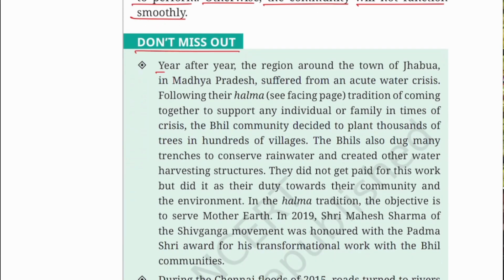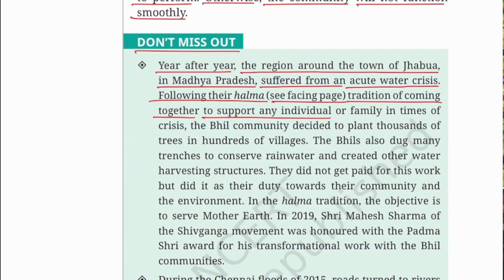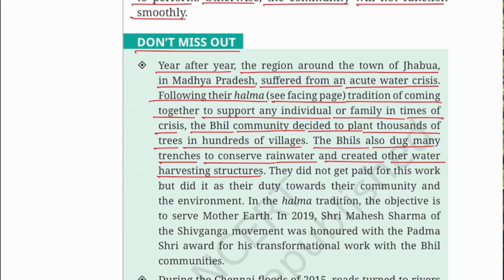Don't miss out. Year after year, the region around the town of Jhabua in Madhya Pradesh suffered from an acute water crisis. Following their Halma tradition of coming together to support any individual or family in times of crisis, the Bhil community decided to plant thousands of trees in hundreds of villages. The Bhils also dug many trenches to conserve rainwater and created other water harvesting structures. They did not get paid for this work but did it as their duty toward their community and the environment.